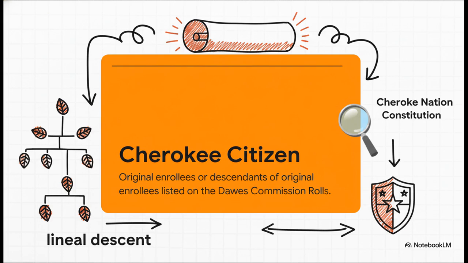It all comes down to a key historical document, the Dawes Commission Rolls. Basically, these were tribal membership lists put together by the U.S. government way back between 1898 and 1914. So to be a citizen of the Cherokee Nation today, you have to be able to trace your family line directly back to an ancestor who was on those original rolls.